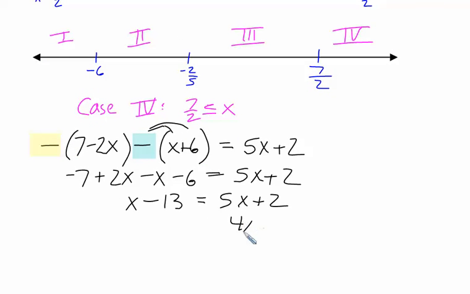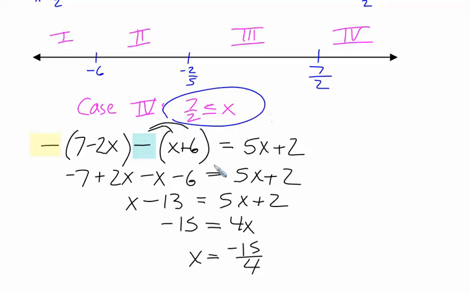Get the x's on one side, I'll bring it on to the right. Get the numbers on the other side, and then we divide to finish it off. Ooh, I think we saw that solution earlier. But keep in mind we needed a value of x to be greater than or equal to 7 halves in this case. That doesn't happen. Negative 15 fourths is not greater than or equal to 7 halves, so this would not be a solution.